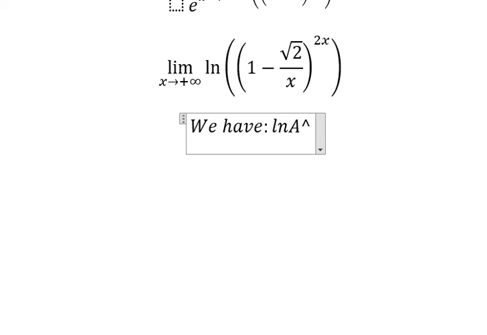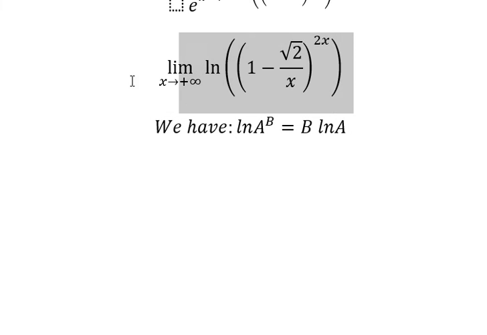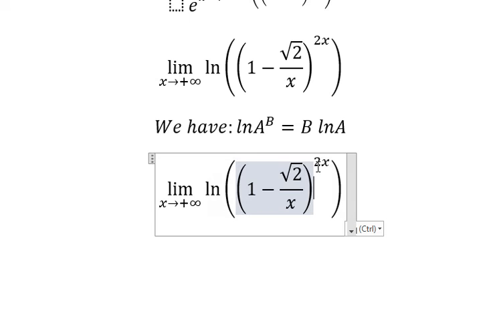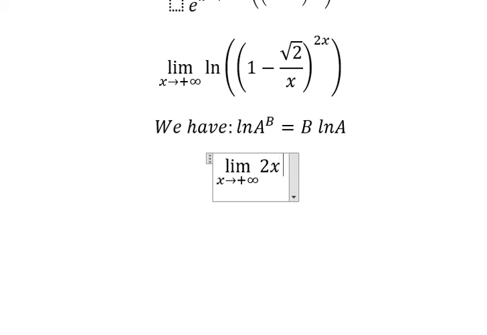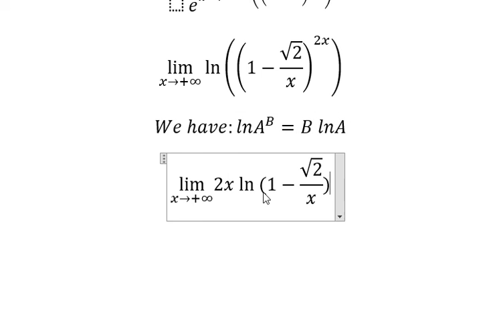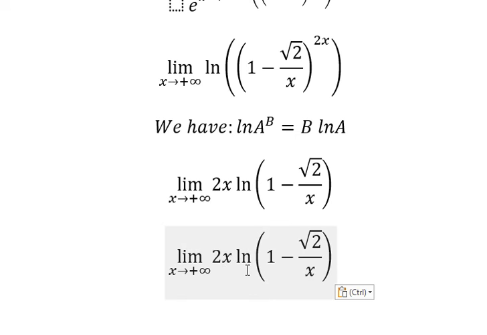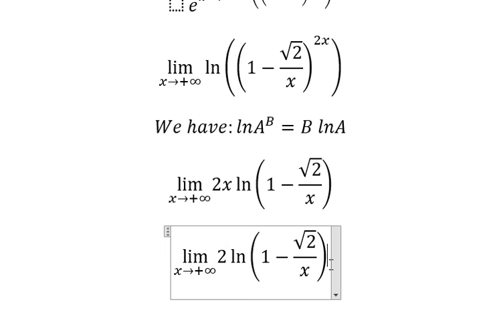ln(a) to the power of b equals to b ln(a). So 2s that is about capital B, and this one that is about capital A. So 2s will go outside about natural log in here. Next, s will go to the denominator, so they will be like this.